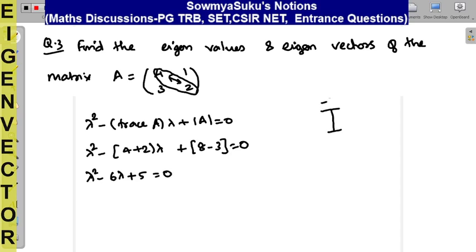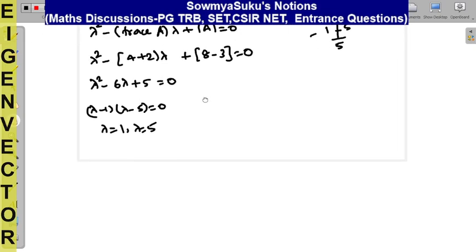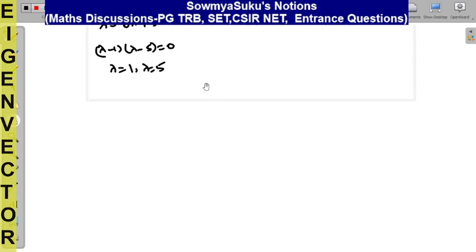The roots are found by factoring: lambda minus 1 times lambda minus 5 equals 0, which gives lambda equal to 1 and lambda equal to 5. Let's check how to find the eigenvectors. I am going to explain two methods to find the eigenvector. The first method is method 1.